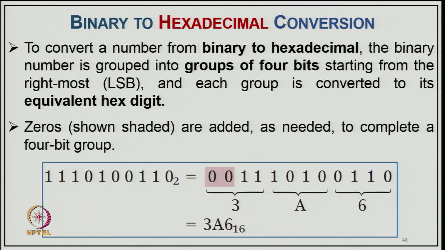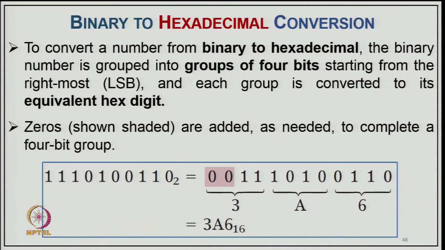So, as you see here, the binary number starts with 1 0, then 1 0 0 1 1 0, and we start from the right. So, we start with a group of 4: 0 1 1 0 is the first group, then the second group 1 0 1 0, and for the third group we are left with only 2 bits, so on the left side we have to add 2 more zeros, which does not change the value, but makes a group of 4.